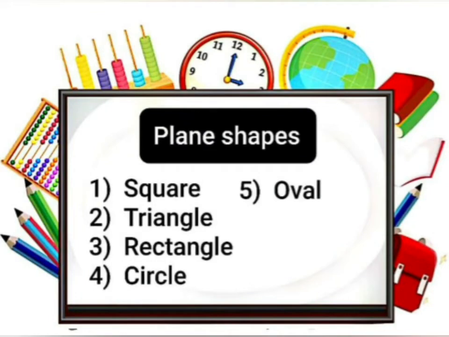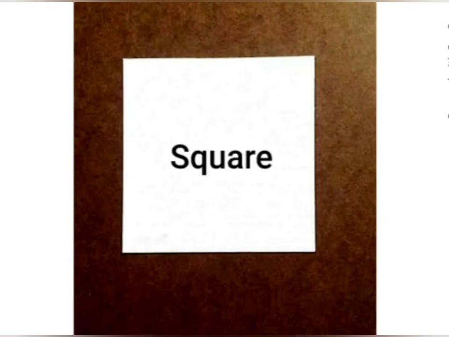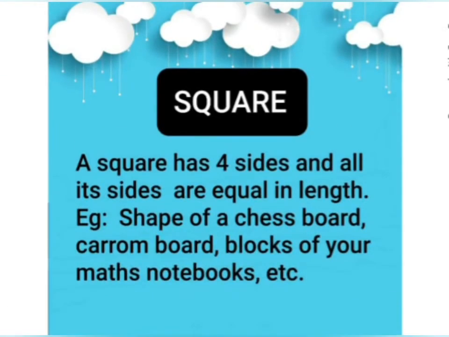Let's start our first topic, plane shapes. There are 5 main plane shapes: square, triangle, rectangle, circle, and oval. First, we will understand what is a square. A square has 4 sides and all its sides are equal in length.